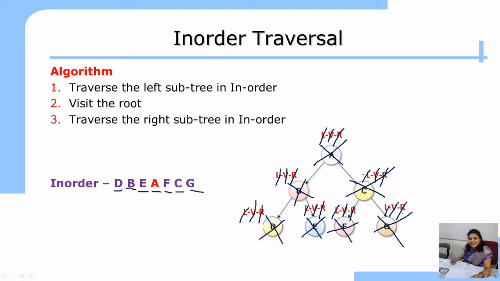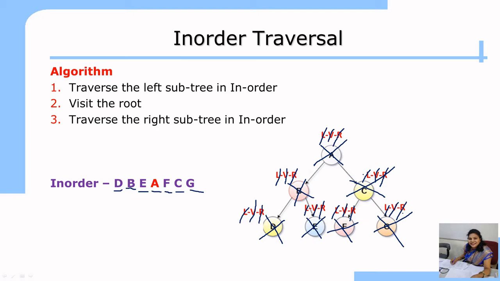So this is how you traverse the tree in order with this recursive algorithm. You can see that this is the sequence we get: D, B, E, A, F, C and G, where A is the root node. So in in-order, A is at the middle of the sequence. In pre-order, it is at the first position, and post means after. So in post-order, you find the root node at the last position.